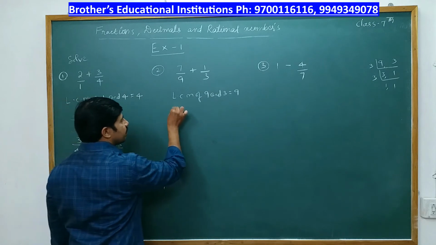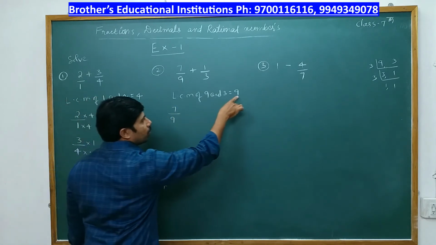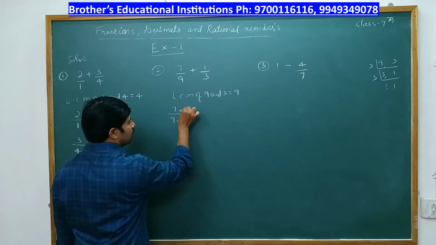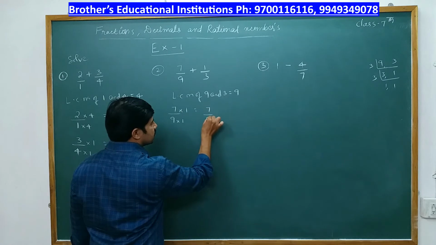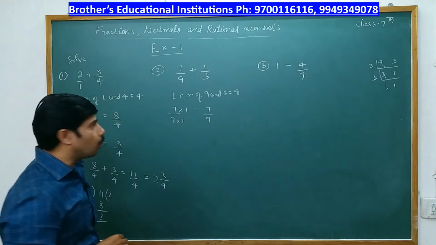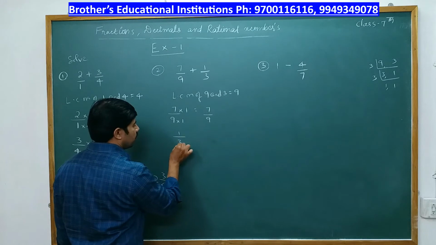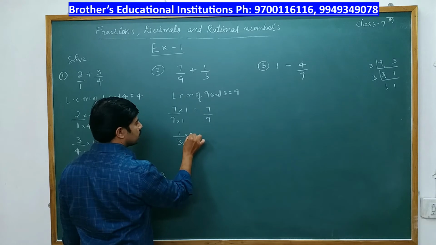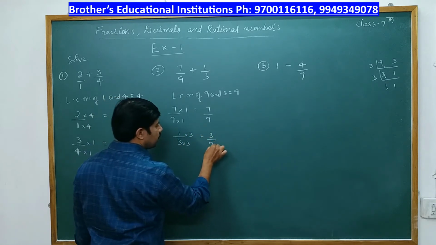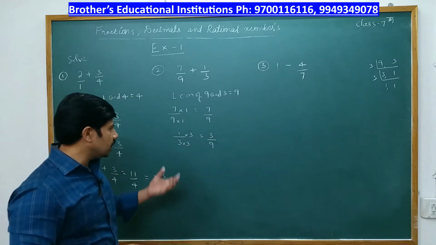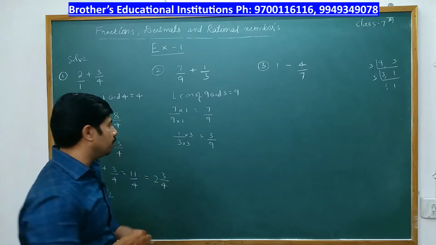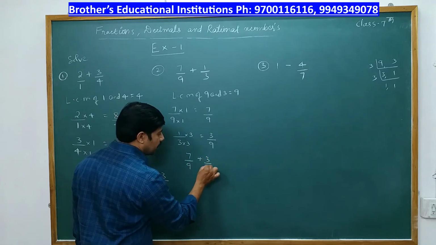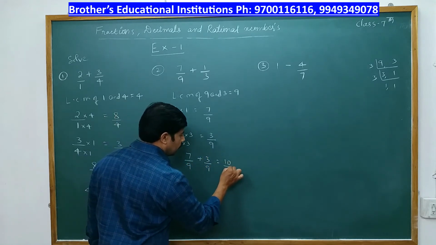So you write 7 by 9. Okay, 9 goes how many times in 9? It goes 1 time. So denominator multiply with 1, numerator also multiply with 1. It is 7 by 9. Next we have 1 by 3. So write 1 by 3. 3 goes how many times in 9? It goes 3 times. So it is 3 by 9. So now we have the equal denominators. So just add them. So we get 7 by 9 plus 3 by 9. It is 10 by 9 I am getting.